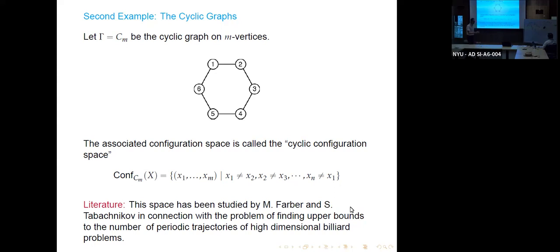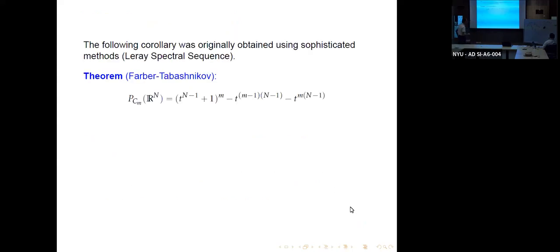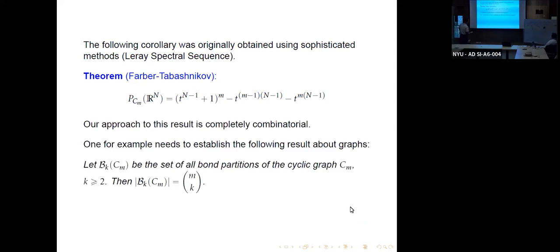And they make, so you get this formula here. Okay, this formula is now completely combinatorial. It's a counting problem. When you apply the result I gave you, you get it back immediately if you know this, which is anyway interesting to have independently. No spectral sequence, no shift theory, nothing.